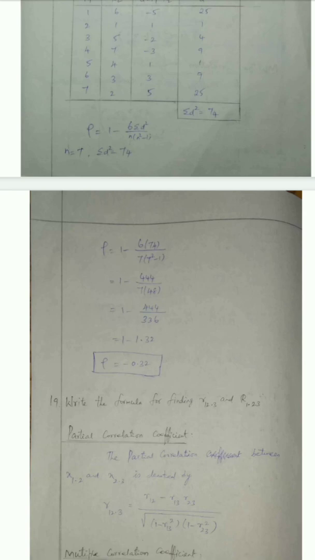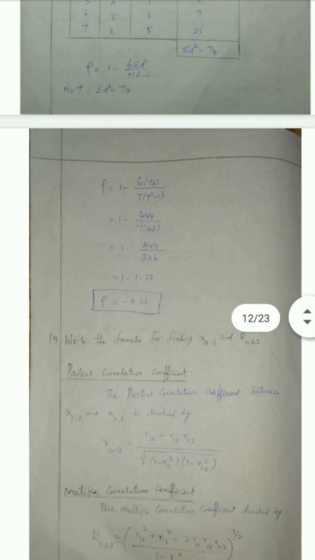We know the formula: rho is equal to 1 minus 6 into summation D square by n into n square minus 1. Here n is equal to 7 because the number of values is 7. Summation D square is 74. So rho is equal to 1 minus 6 into 74 divided by 7 into 7 square minus 1, which is 1 minus 444 divided by 7 into 48. So from the calculation, rho is equal to minus 0.32.